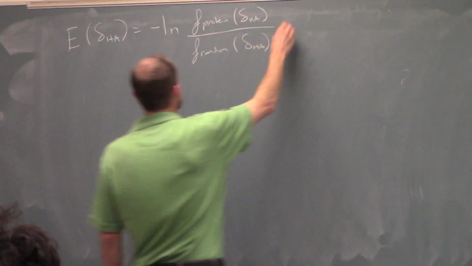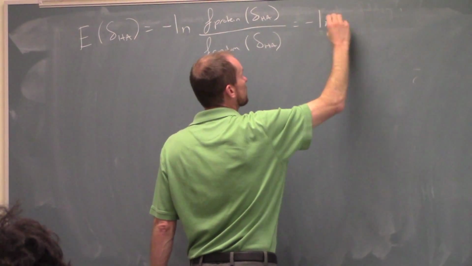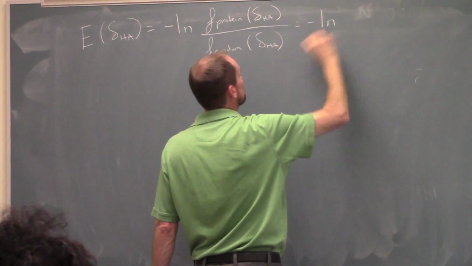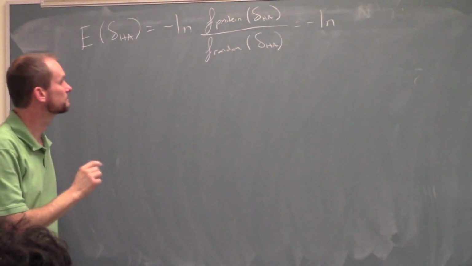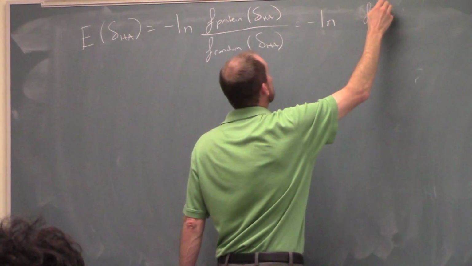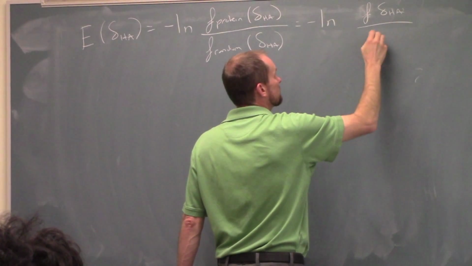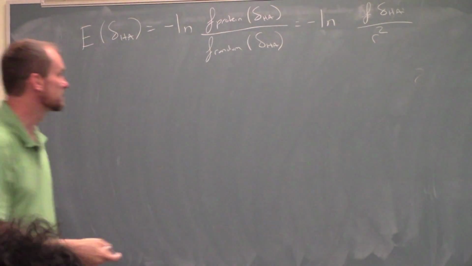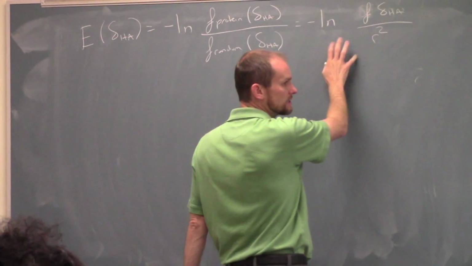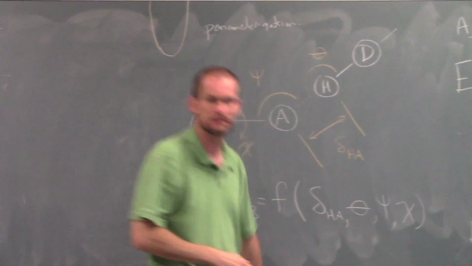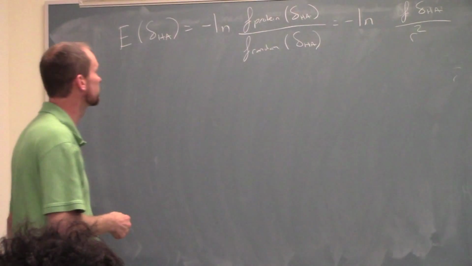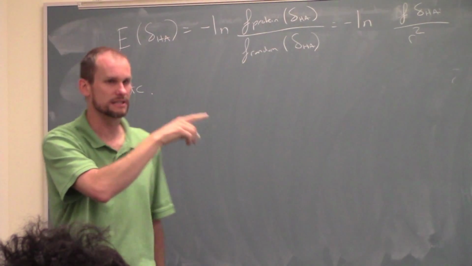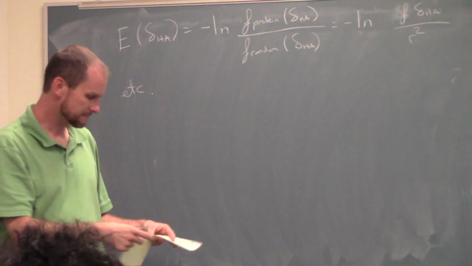So in this case, this would be opposite natural log of some count, this frequency of delta HA divided by this R squared, because again, as you go out in space, the surface area of the sphere is going to go like R squared. There's a constant here. We're not going to worry about it because we're going to reweight the constants later. We're going to lump that outside. All right, so we can also do this for each other term, the energy of chi and theta and psi.